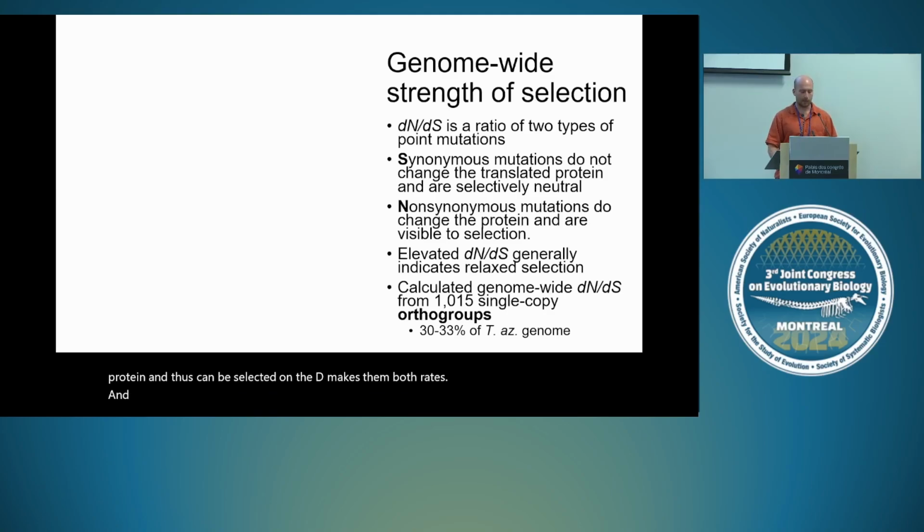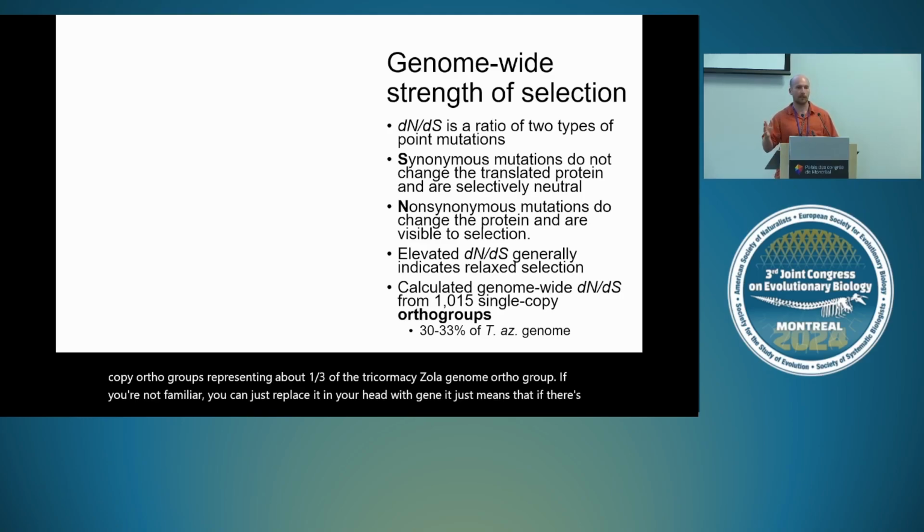Elevated dN/dS often indicates relaxed selection. It can also indicate directional or positive selection, but often relaxed selection. So the first thing we did was calculate a genome-wide dN/dS from 1,000 single copy orthogroups representing about a third of the trichromacezola genome. Orthogroup, if you're not familiar, you can just replace it in your head with gene. It just means that if there's a multi-copy gene, we're actually comparing the same copy in each genome, orthologous genes.